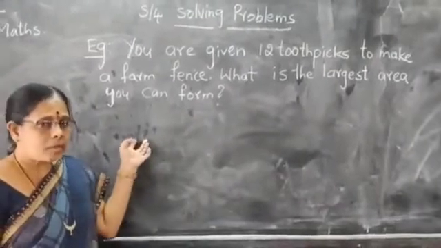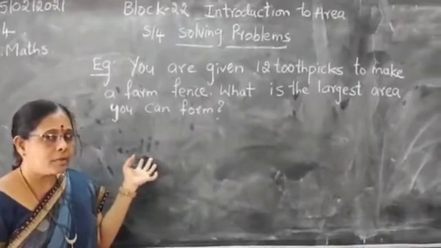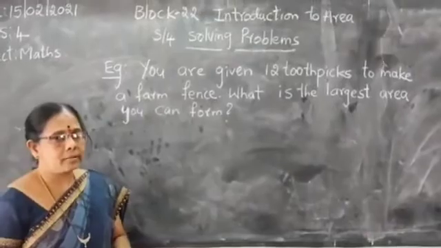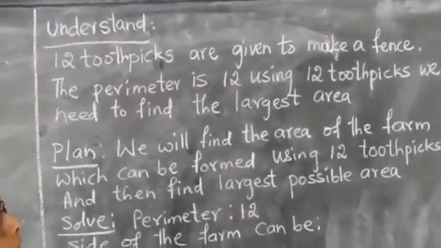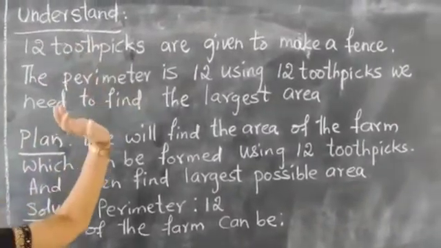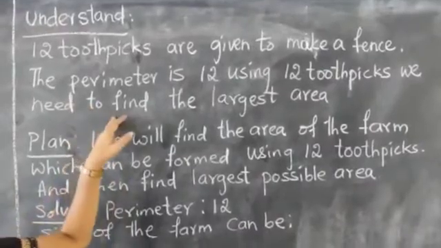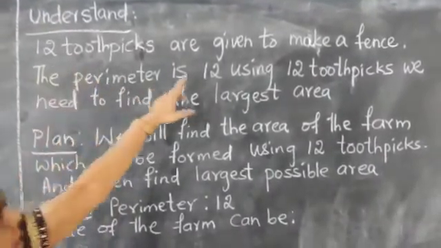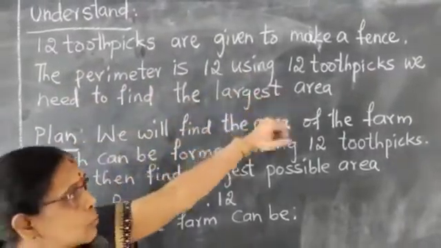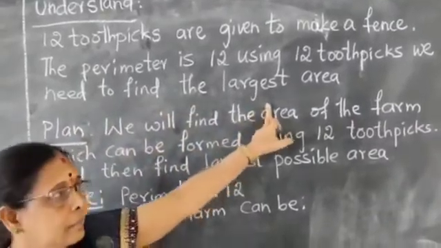This sum will be solved with the help of 4 steps. As you know, children, what are the 4 steps? Understand, plan, solve, look back method. In the first step, understand, you write the information given in the question. What do you understand from the question? 12 toothpicks are given to make a fence. The perimeter is 12. Using 12 toothpicks, we need to find the largest area.